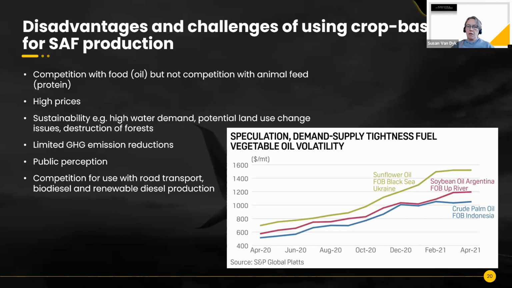Sustainability can be an issue. Depending on the type of crop, there can be a high water demand. There can be potential land use change issues, and of course the issue of palm oil and destruction of forest and draining of peat areas. These can all impact the sustainability. And there is the perception that they only give limited GHG emission reductions, but this is not always the case. It's not as good as feedstocks such as if you gasify forest residues, but they can give some carbon intensity reductions. But there's a big public perception issue about using crop-based feedstocks. Of course, there's also a lot of competition for use with road transport, such as biodiesel or renewable diesel.